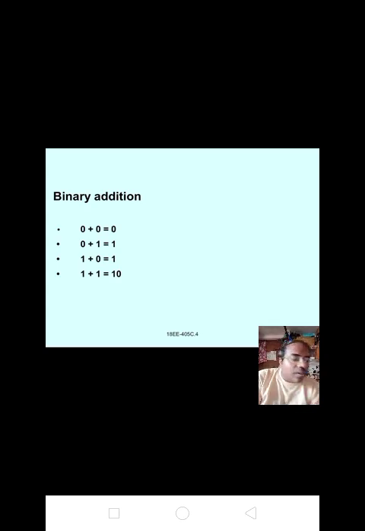Another one is also there: 1 plus 1 plus 1. Output is 1, carry is 1.